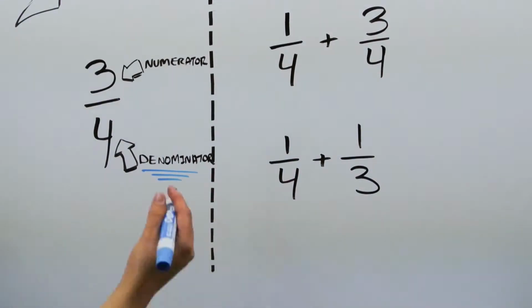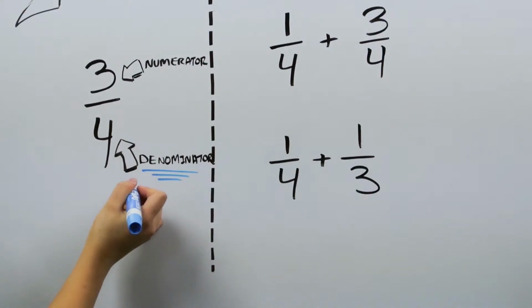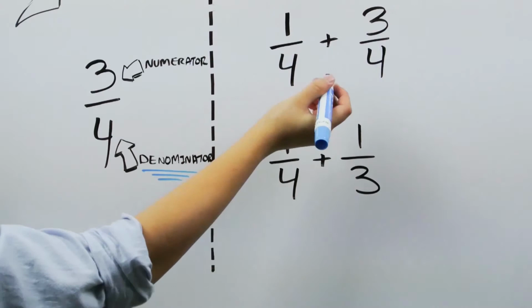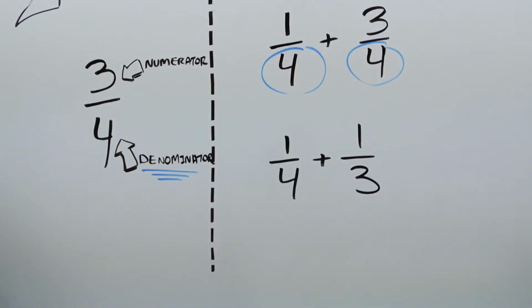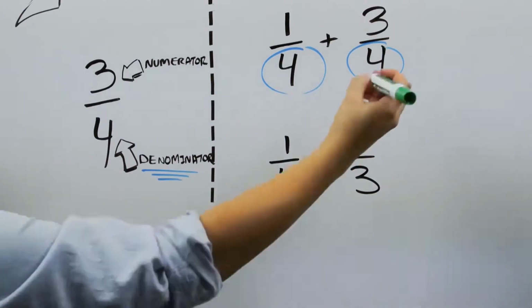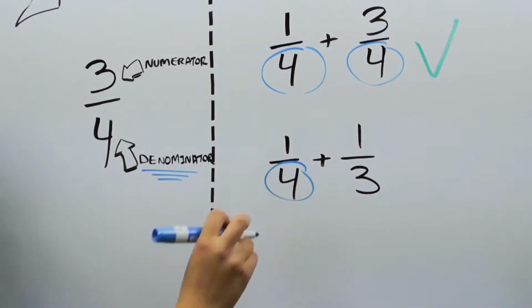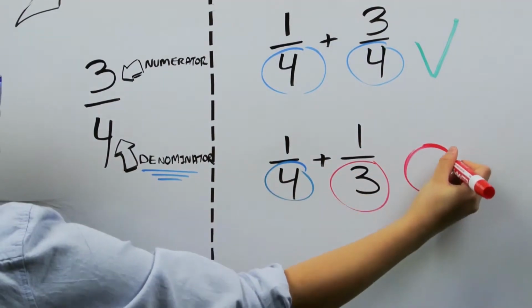Remember, fractions are made up of their numerator, the top number, and their denominator, the bottom number. If the denominators of 2 fractions are the same, say 1/4 and 3/4, then they can be added or subtracted. But if they're different, say 1/4 and 1/3, then they can't be.